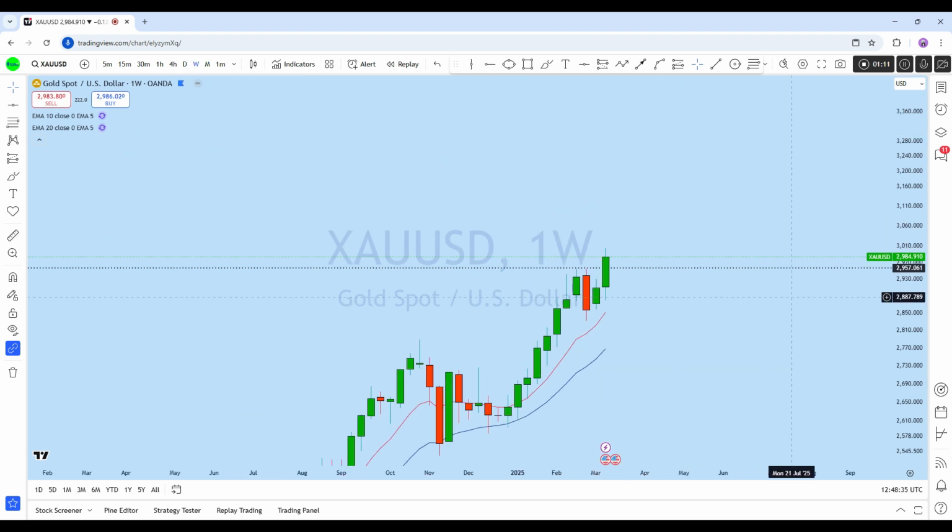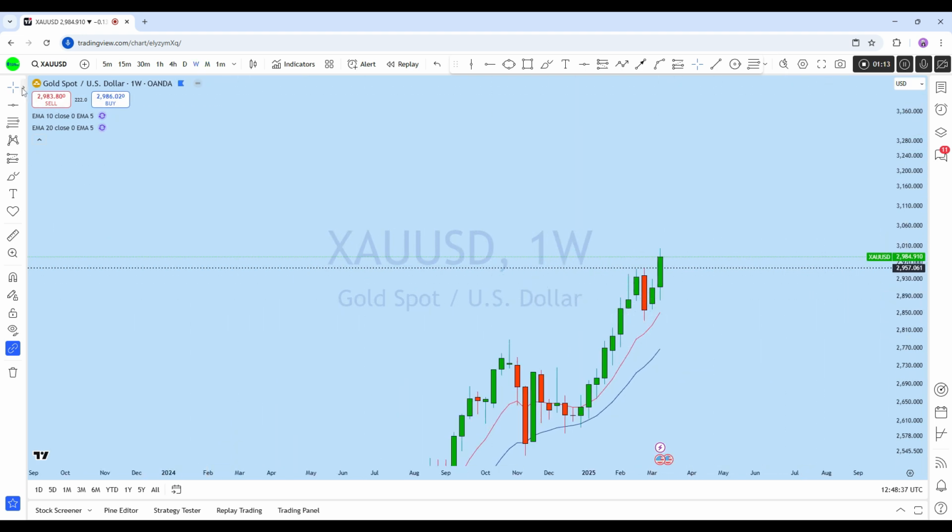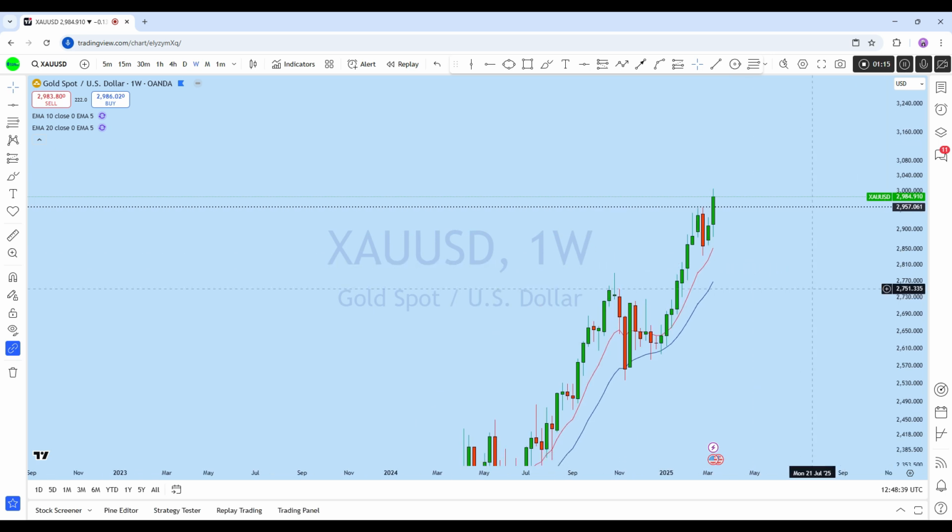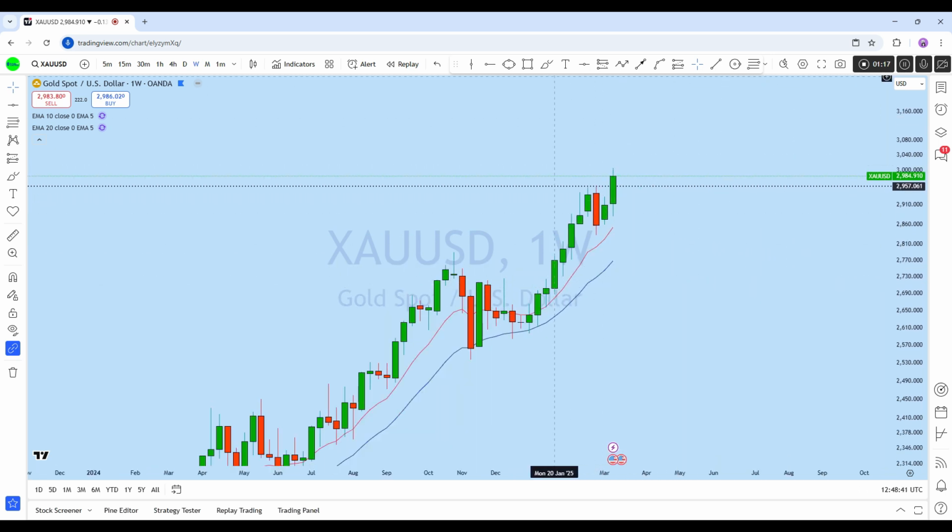Dropping down to the weekly chart, we can see that the weekly is also showing significant bullish market structure. We have seen there was a strong breakout after this long weekly inverted head and shoulder. Strong breakout followed by this pullback here. And this pullback candle on the weekly is quite significant.